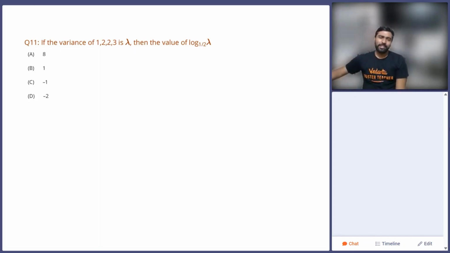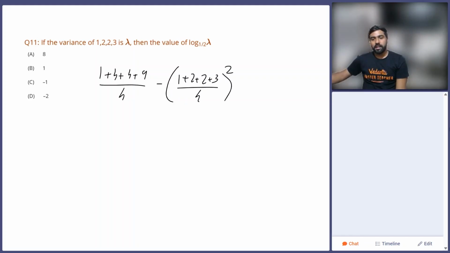You can't ask for easier questions than this, right? Variance of 1, 2, 2, 3 you want to find. So what is variance? Sum of squares: 1 plus 4 plus 4 plus 9 divided by 4, minus the mean, which is 1 plus 2 plus 2 plus 3 divided by 4, whole square.